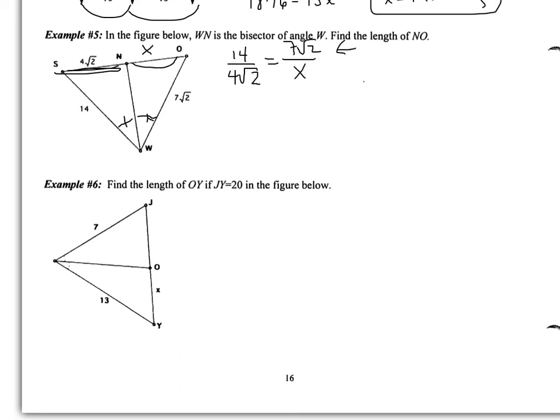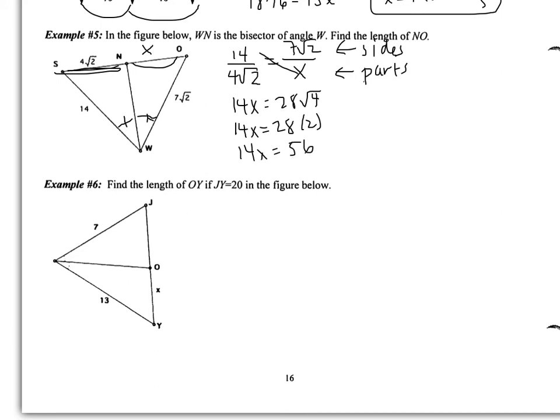So in the numerator we have the sides. Denominator we have the parts of the third side. And now I'm ready for my cross products. So I have 14x equals 4 multiplied by 7 is 28. Root 2 and root 2 is root 4. But remember that the square root of 4 is just 2. So I get 14x equals 28 multiplied by 2 is 56. If I divide by 14, I get x equals 4.